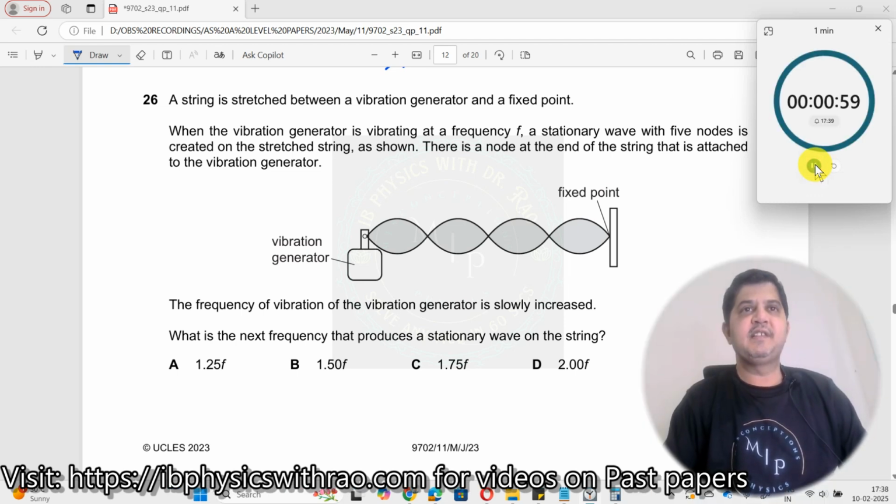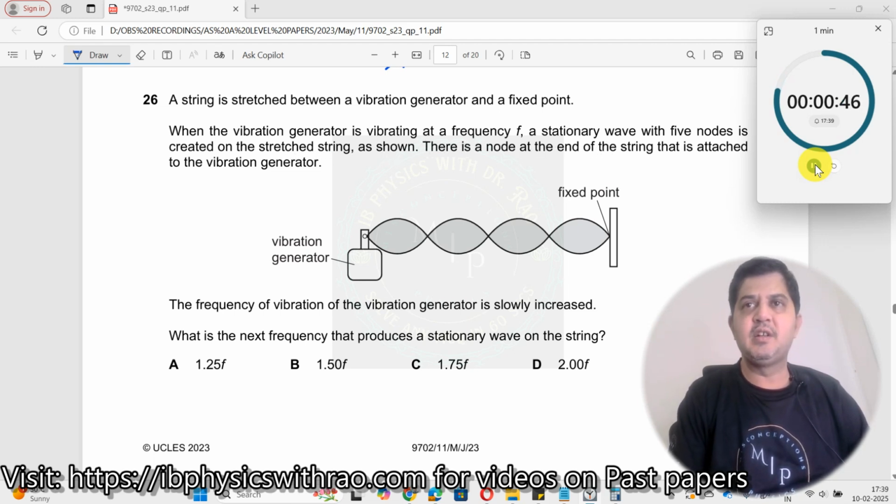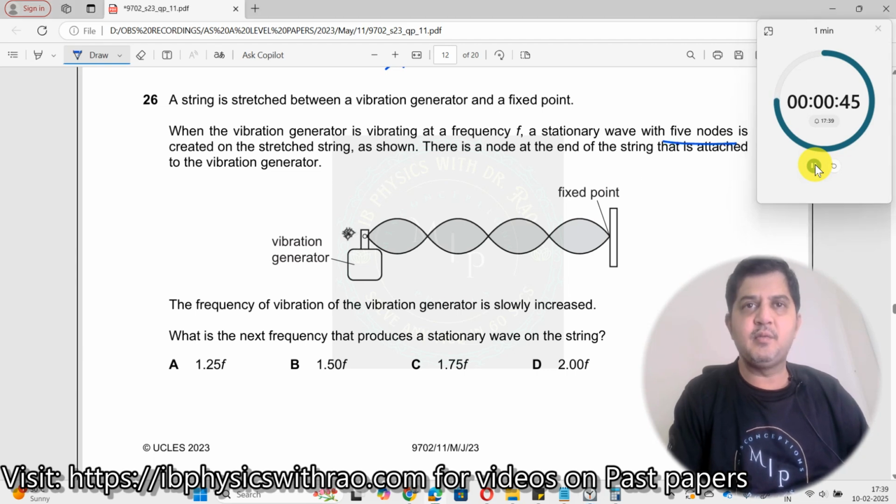Question number 26. A string is placed between a vibration generator and a fixed point. Melde's experiment. When the vibration generator is vibrating at a frequency f, a stationary wave with 5 nodes is created on the string as shown. With 5 nodes: 1, 2, 3, 4, 5.